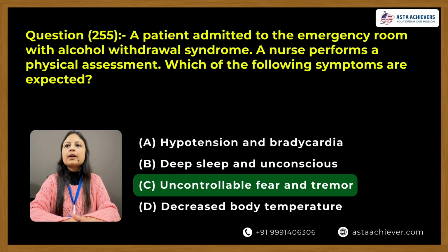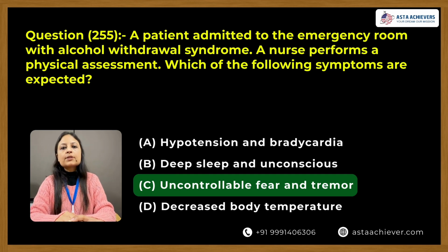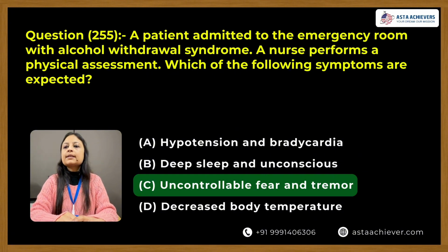Question 255. A patient admitted to the emergency room with alcohol withdrawal syndrome. A nurse performs the physical examination. Which of the following symptoms are expected? Option A, hypotension and bradycardia. Option B, deep sleep and unconsciousness. Option C, uncontrollable fear and tremor. And option D, decreased body temperature. So option C is the correct answer. Some other symptoms are anxiety, trembling, irritability, sweating, loss of appetite, and nausea and vomiting.